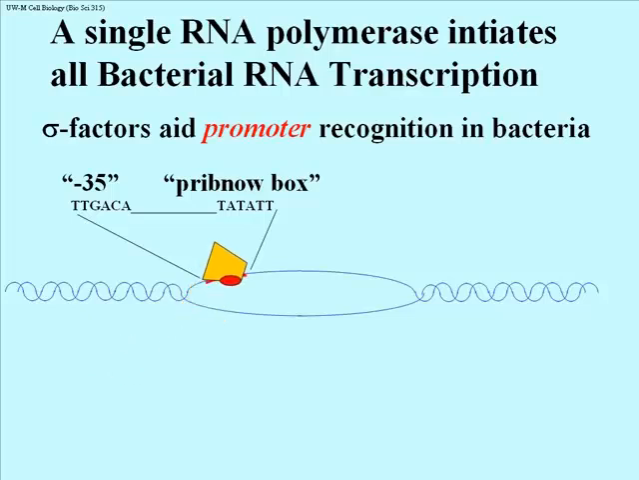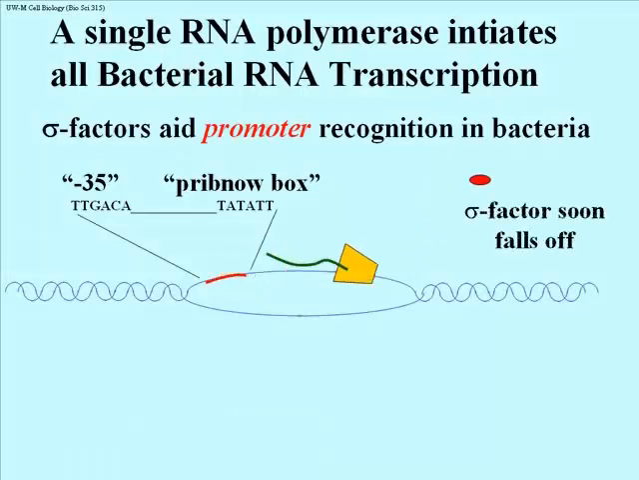The sigma factor, illustrated as a red oval attached to RNA polymerase here, is required for the polymerase to recognize and bind to the promoter. Once transcription starts, and after the polymerase has moved a short distance along the template, the sigma factor dissociates from the RNA polymerase. RNA polymerase will then continue to elongate a transcript without the help of sigma factor.